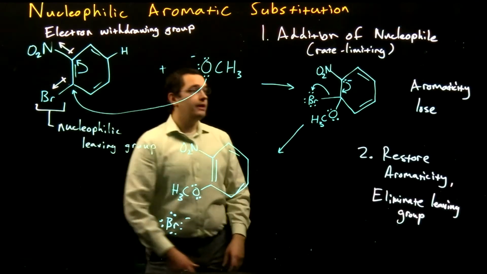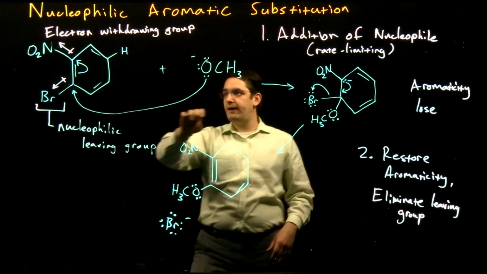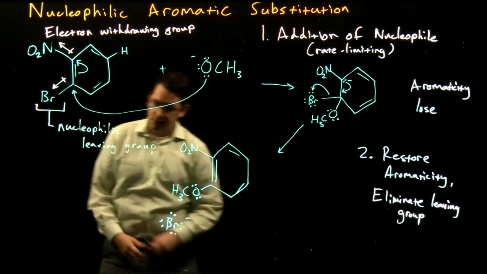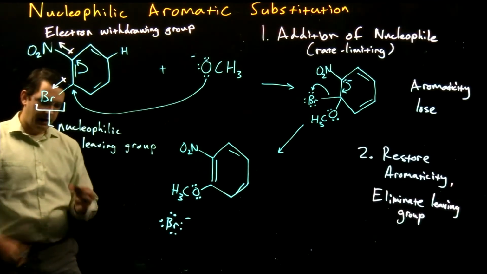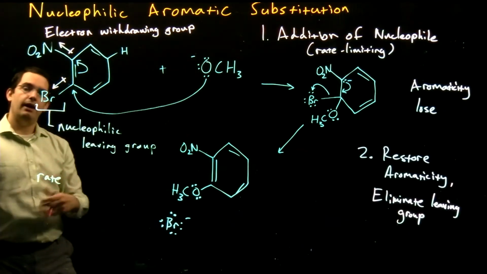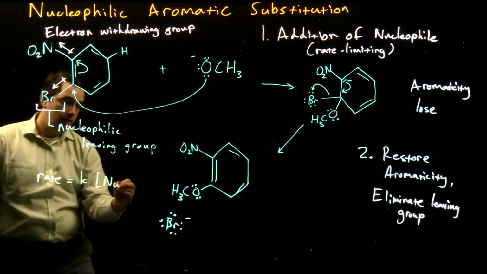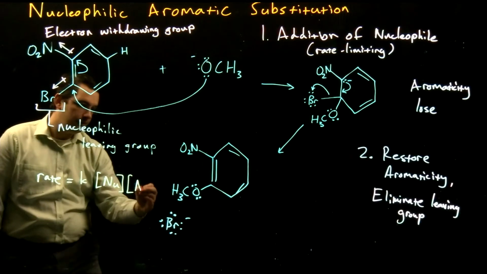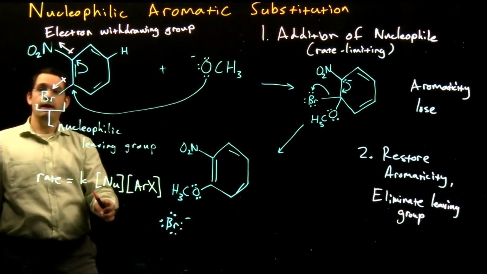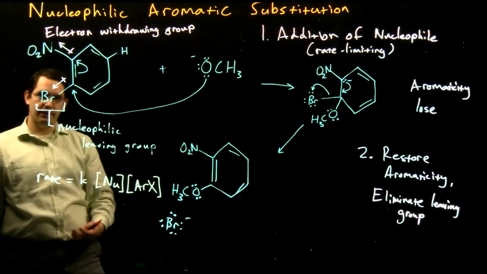Now, as we look at our rate limiting step, we see our key components of that rate limiting step are the nucleophile and our aromatic compound. So similar to our SN2 reaction, the rate for this reaction is going to be based on both the concentrations of our nucleophile and our aromatic compound. So the rate is going to be k times the nucleophile concentration times the concentration of our aromatic compound. I'm representing any general nucleophile as Nu. My X is representing our halogen-based leaving group here.